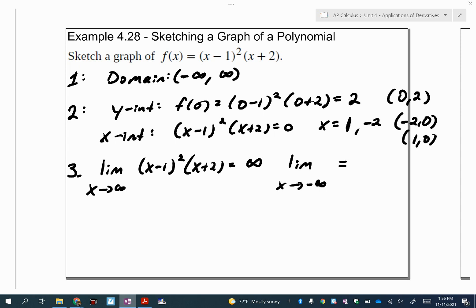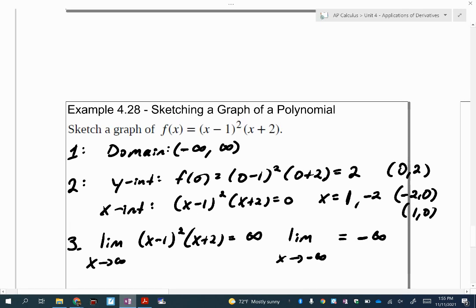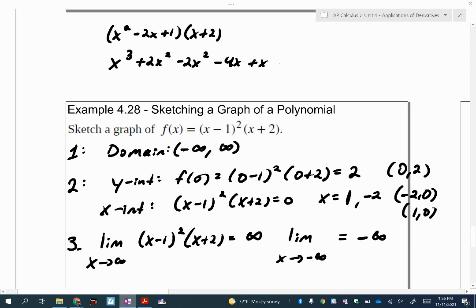But then when you plug in a negative to the negative plus 2, that's a negative. A positive times a negative will give us a negative. Okay, so that makes sense in terms of our end behavior, because if I were to multiply this all out, you'd see I have a cubic function. Let me do that real quick. So I have x squared minus 2x plus 1 times x plus 2. So that's x cubed plus 2x squared minus 2x squared minus 4x plus x and then plus 2.